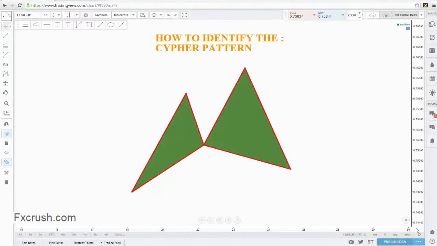Today's video, I'm going to be showing you how to identify the cipher pattern. And as with all of my strategy tutorials, it is important for you to backtest these strategies on the particular pairs and particular time frames that you trade, and to make sure these types of strategies fit into your trading plan and your trading style.